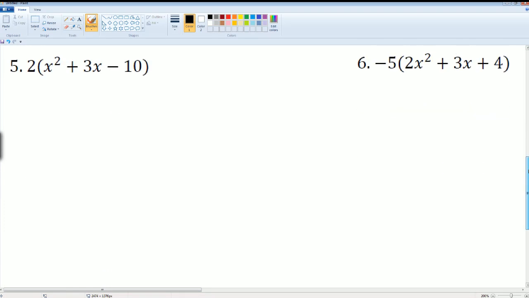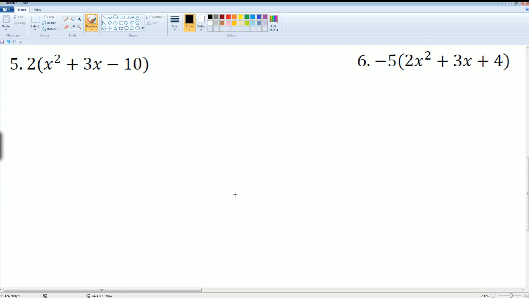Hopefully I can find it. Good. All right, more distributive property. So you have 2 parentheses x squared plus 3x minus 10. Alright, so let's do the first one. Let's grab the blue. So this is going to be multiplied in here. Let me show all the steps.